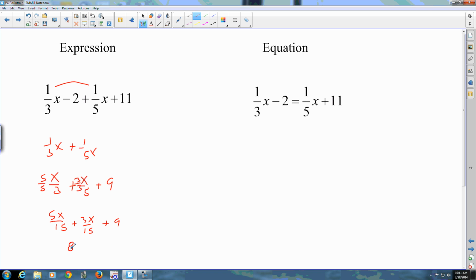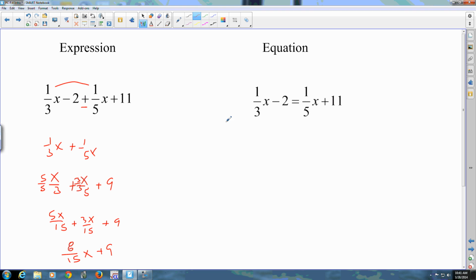So I'd have 8. Oops, I don't know why I wrote minus. No, that was fine. I'm adding them. Whew. Okay, apologize. I thought I'd made a mistake with the subtraction. I didn't. Panic alert is over. 8/15 x plus 9 would be your answer. You had to collect denominators in order to do this.